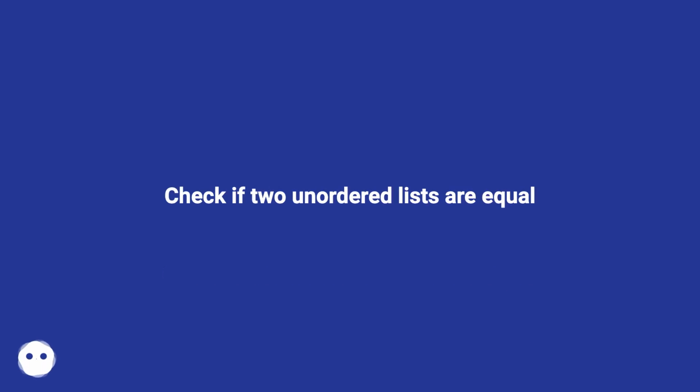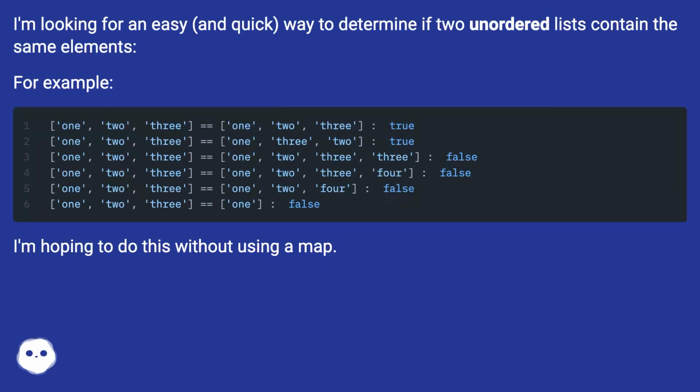Check if two unordered lists are equal. I'm looking for an easy and quick way to determine if two unordered lists contain the same elements. For example, I'm hoping to do this without using a map.